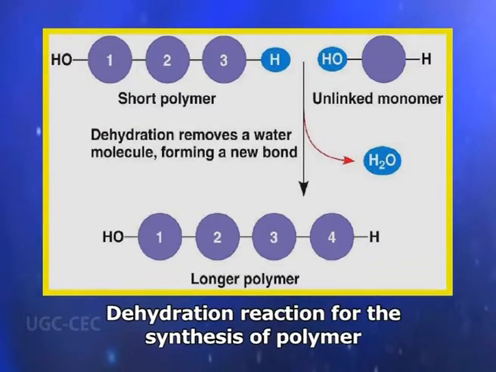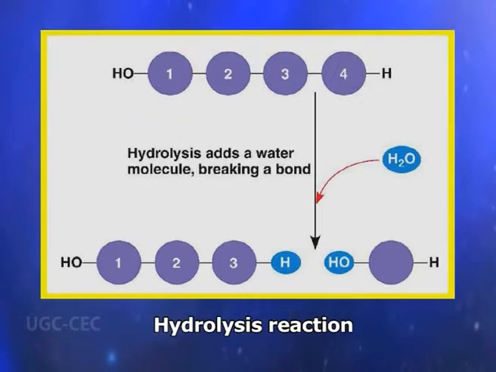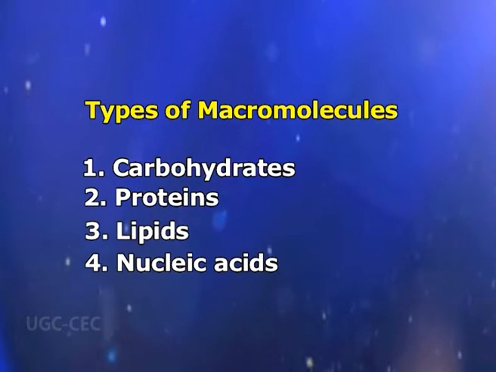Macromolecules are large molecules formed by polymerization, or the process of creating polymer chains out of polymeric materials. Polymers are formed when monomers are joined together by the dehydration reaction, whereas the same polymers can be broken down by hydrolysis reactions. There are 4 fundamental types of macromolecules which are essential for living organisms.